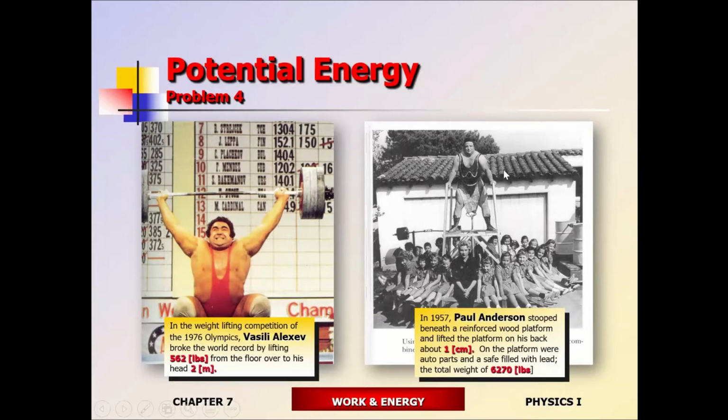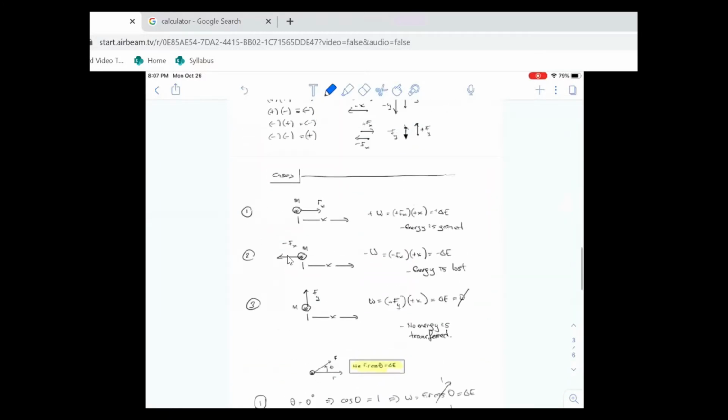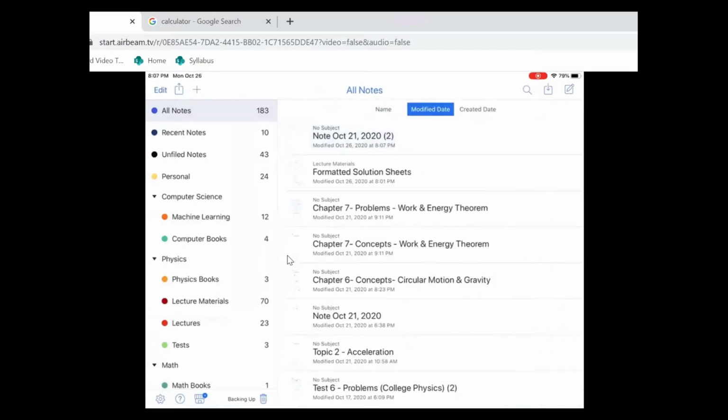Alexa versus Anderson. So which one is going to have more potential energy? Which one is going to have more stored energy? The weight set or the people? All right, so that one is going to be the next problem.